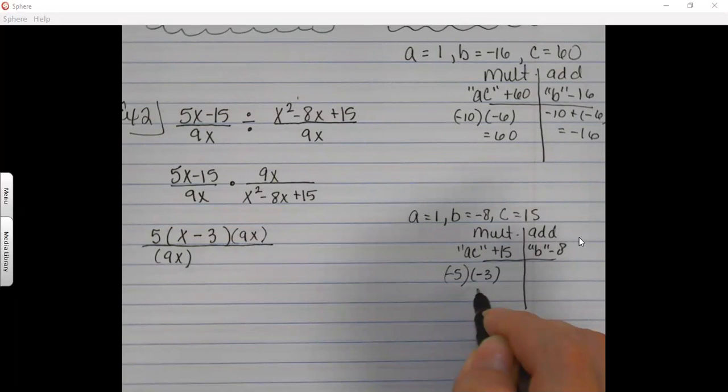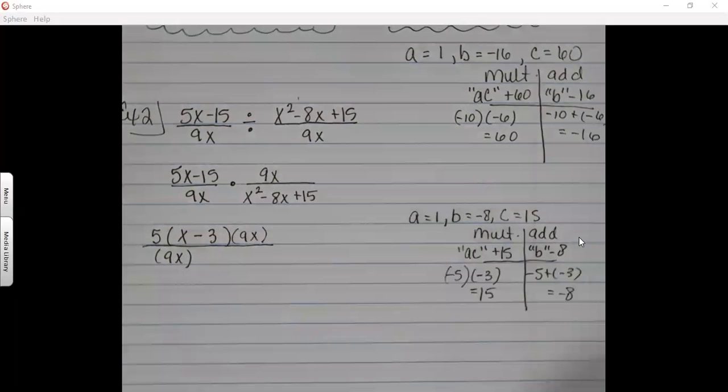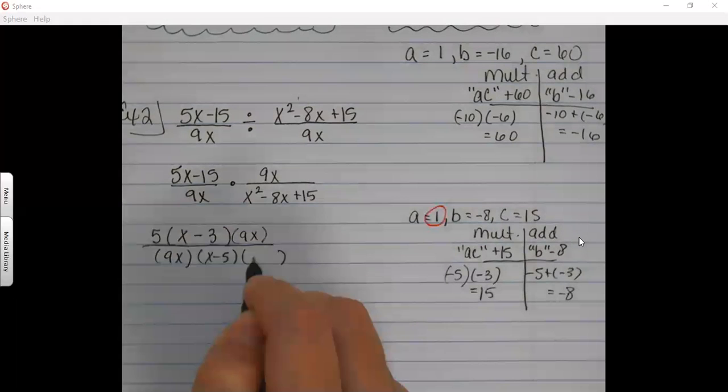So now everything's completely factored, but don't start multiplying it all together. Cancel out what you can and see what you have left. So I can cancel out x minus 3. I can cancel out a 9x.